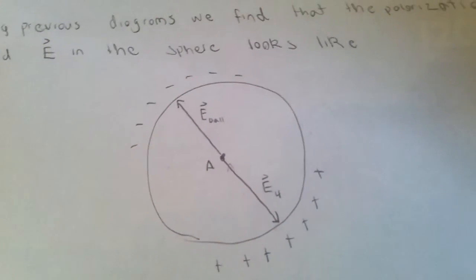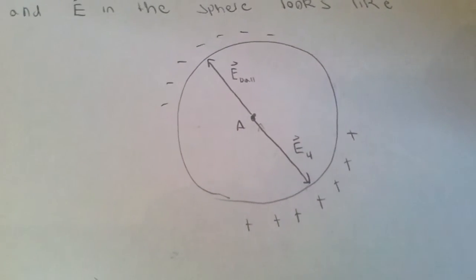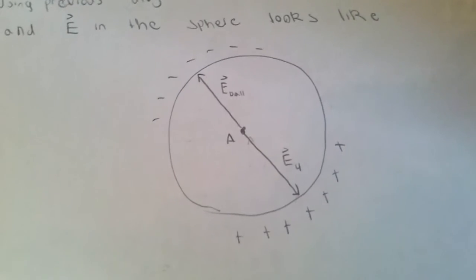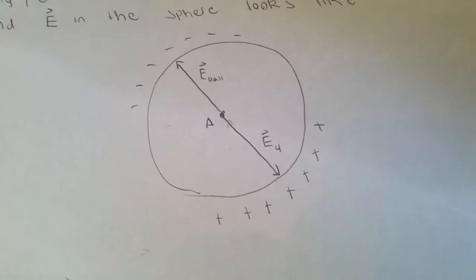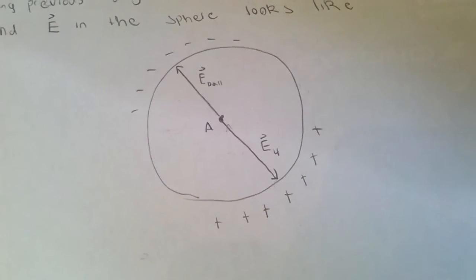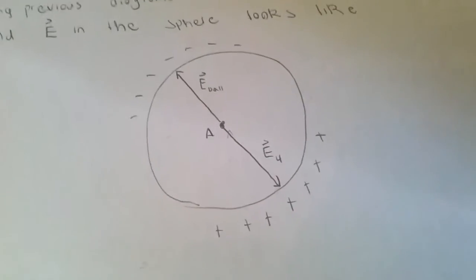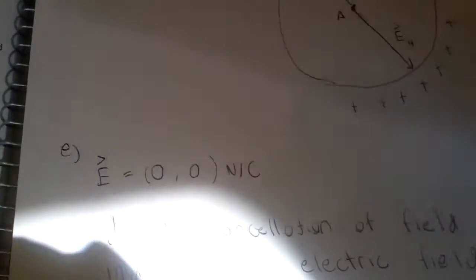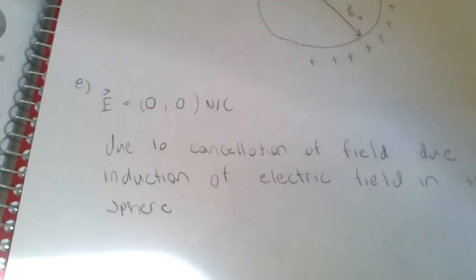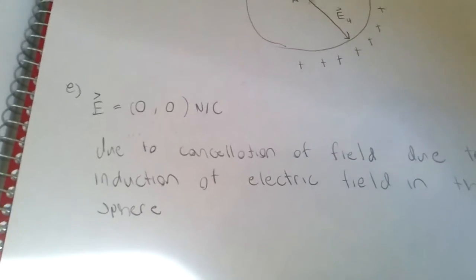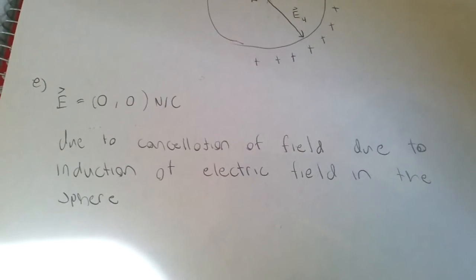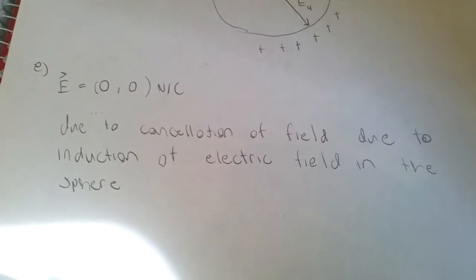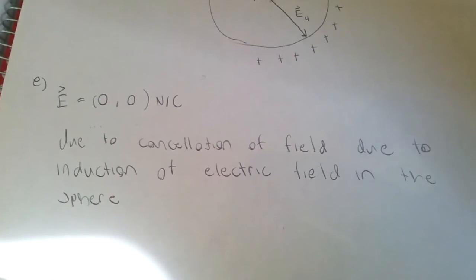Show the distribution of the ball charges, which is there. Next is calculate the x and y components of the net electric field at location A. We can see the two electric fields acting on point A, and as I said before, they are equal and opposite due to induced charges in the ball. So the total electric field will be 0 newtons per coulomb, which is due to the cancellation of the field due to the induction of the electric field in the sphere. So that's my solution to problem 15P.71.